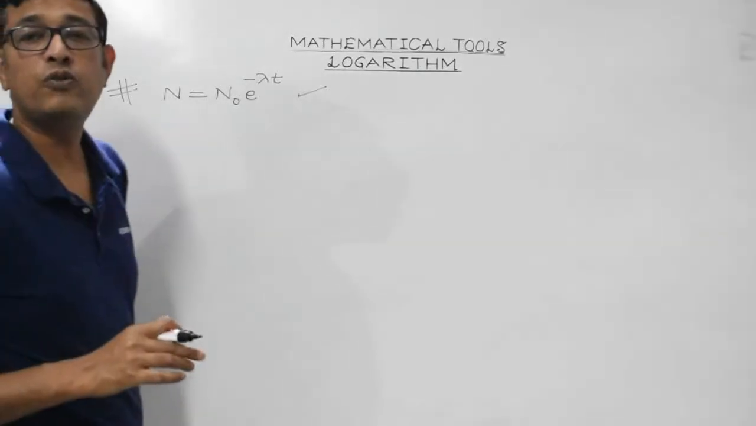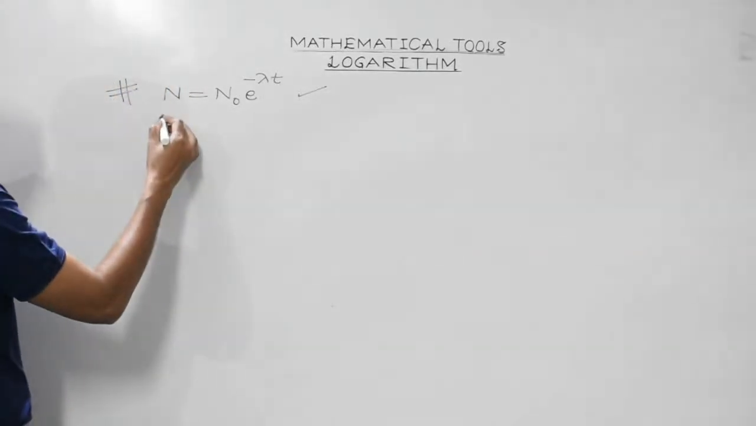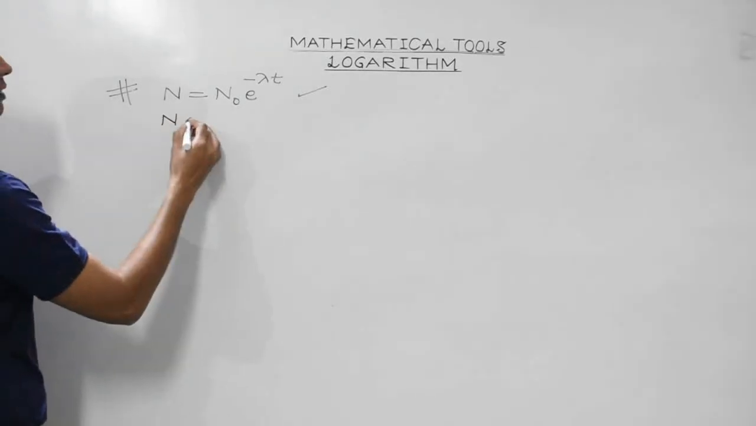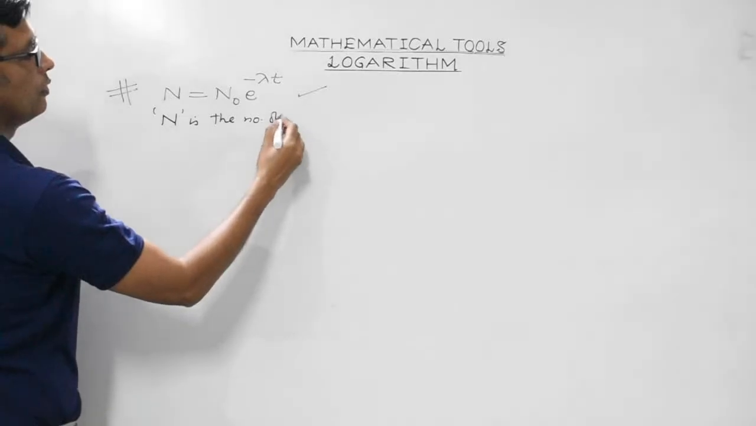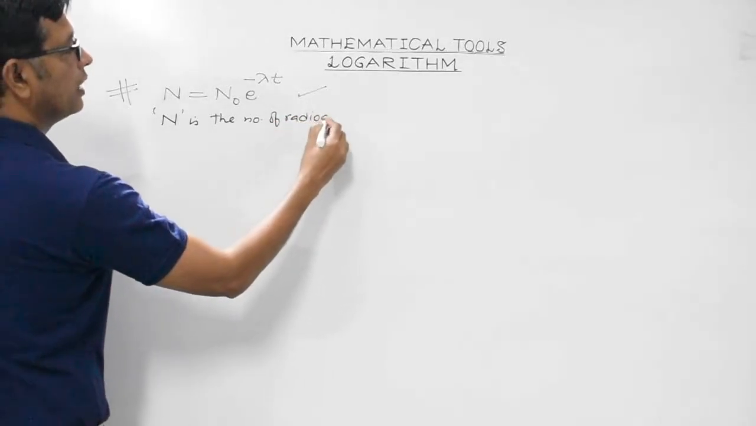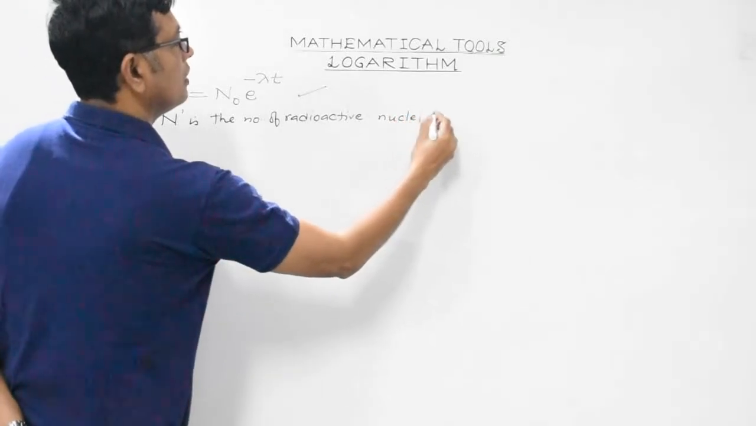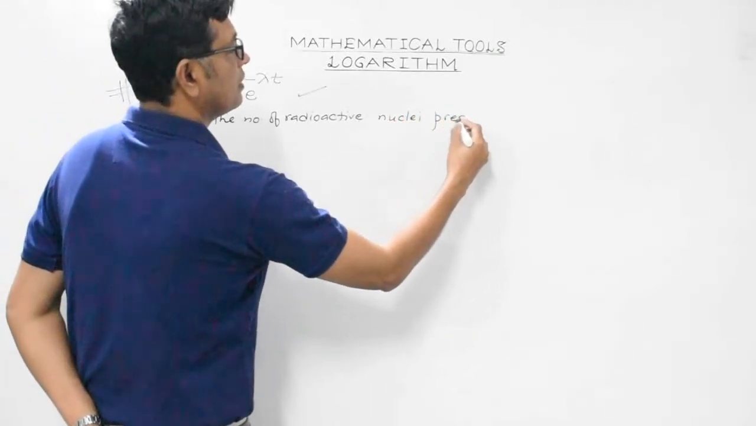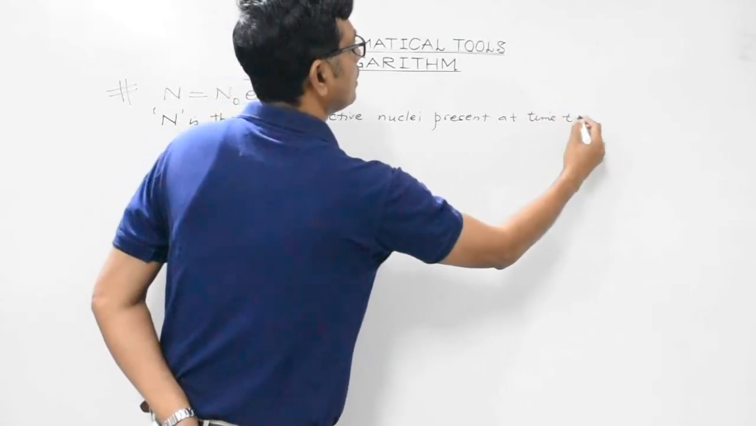So, we need to find out the expression for half-life. So, N is the number of radioactive nuclei present at time t equals t.